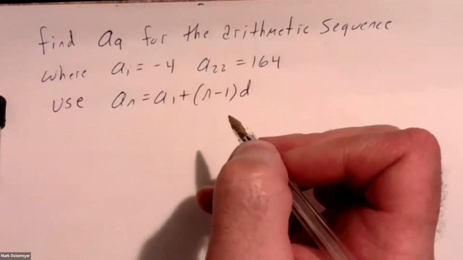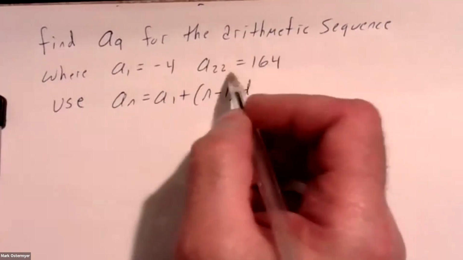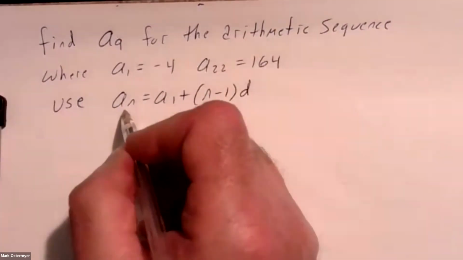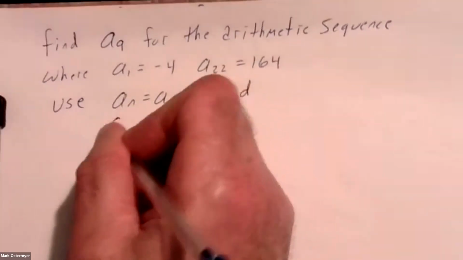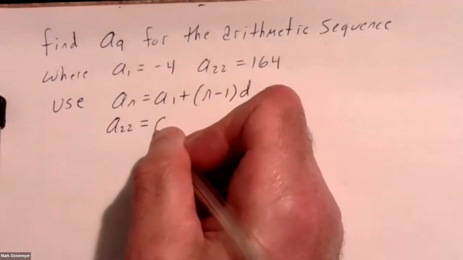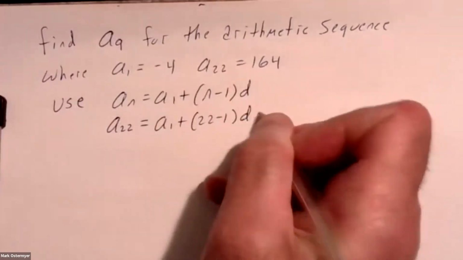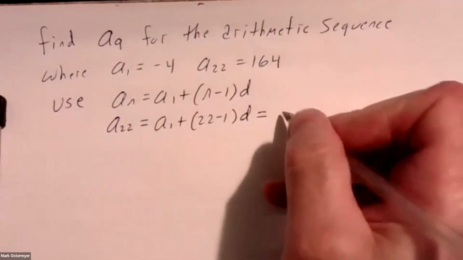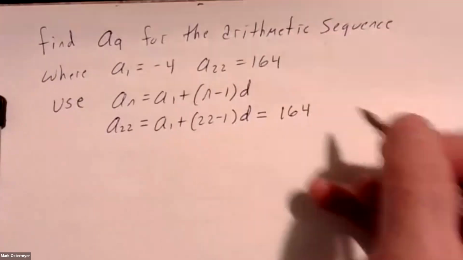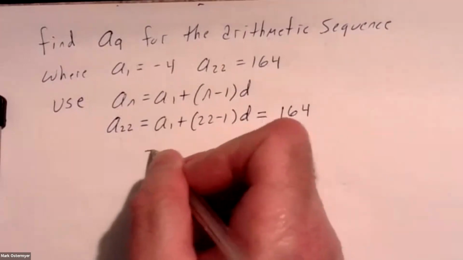Now, I know my 22nd term, which is 164. So using my nth rule, I can let n be 22. That's my 22nd term, which is really my first term, plus 22 minus 1 times my common difference. But we know the 22nd term is 164, so we set this equal to 164. This is our 22nd term. And we know our first term is -4.